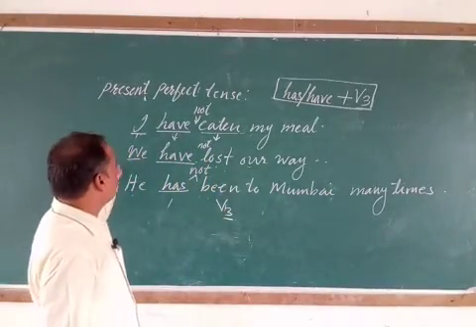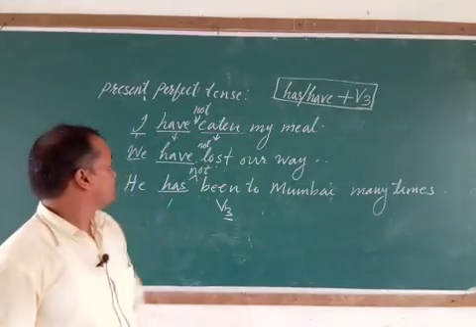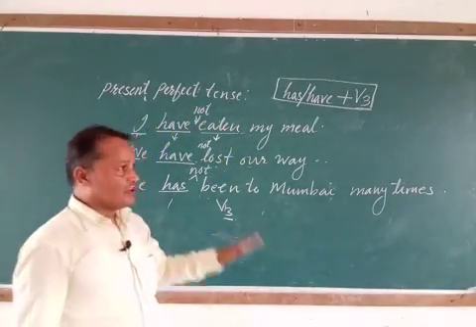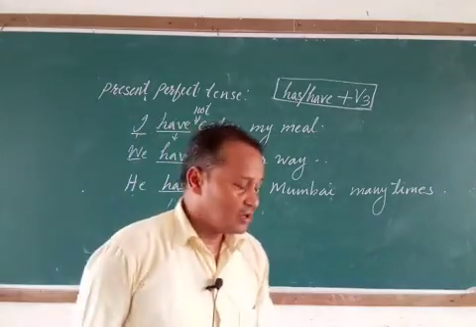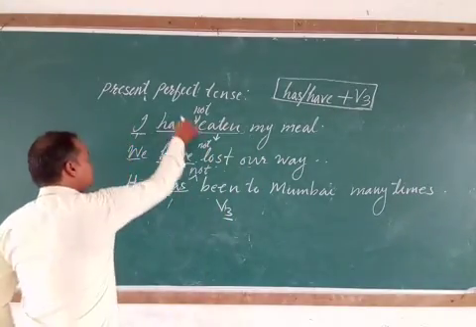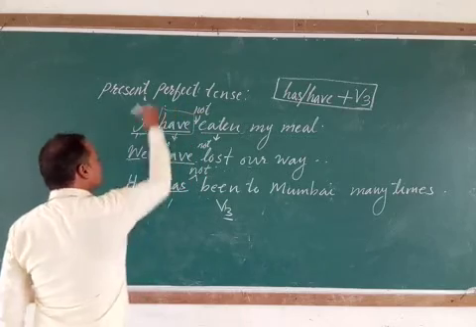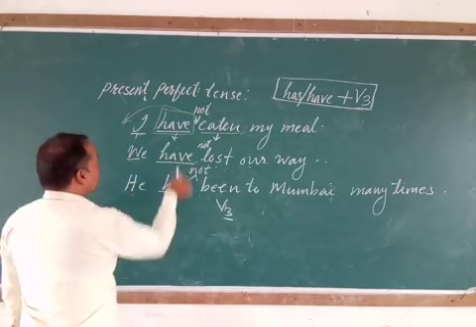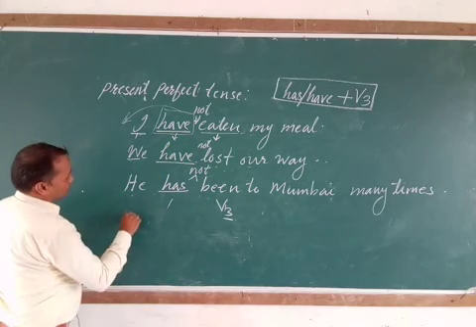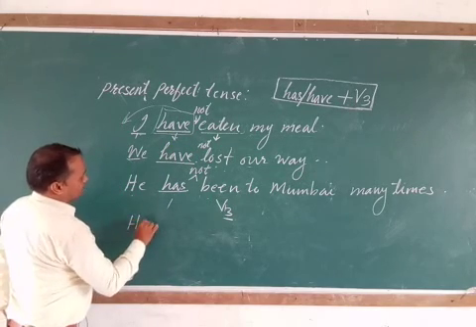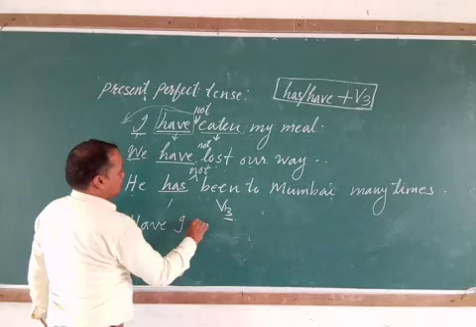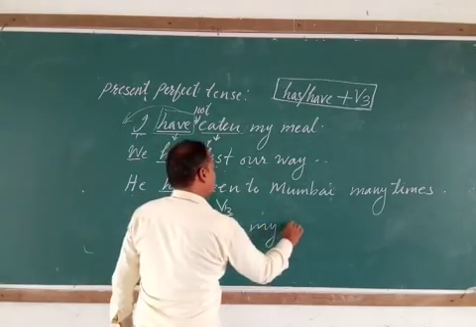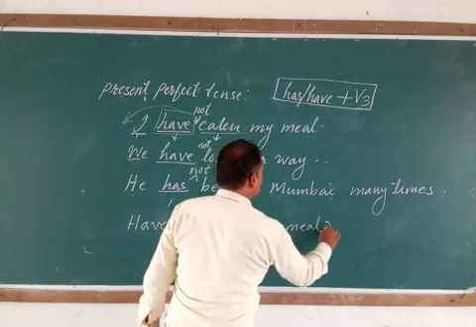So you have seen how to construct sentences in affirmative and negative form. If we have to make a question, we will put these helping verbs before the subject, meaning we have to replace them. I will write it like this: Have I eaten my meal? So it will become a question.